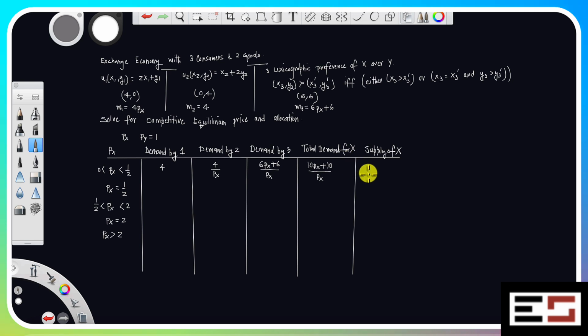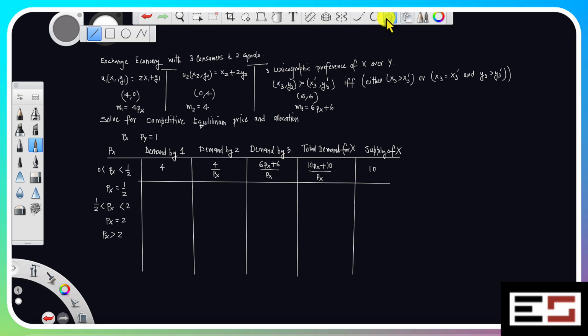This is clearly greater than 10, because the supply is 10. Supply of X is 10 units, and you can clearly see this is greater than 10. In fact, this is 10 plus 10 by Px, so the excess demand is 10 by Px. Okay, so clearly no price between 0 and half clears the market, so this case is ruled out.